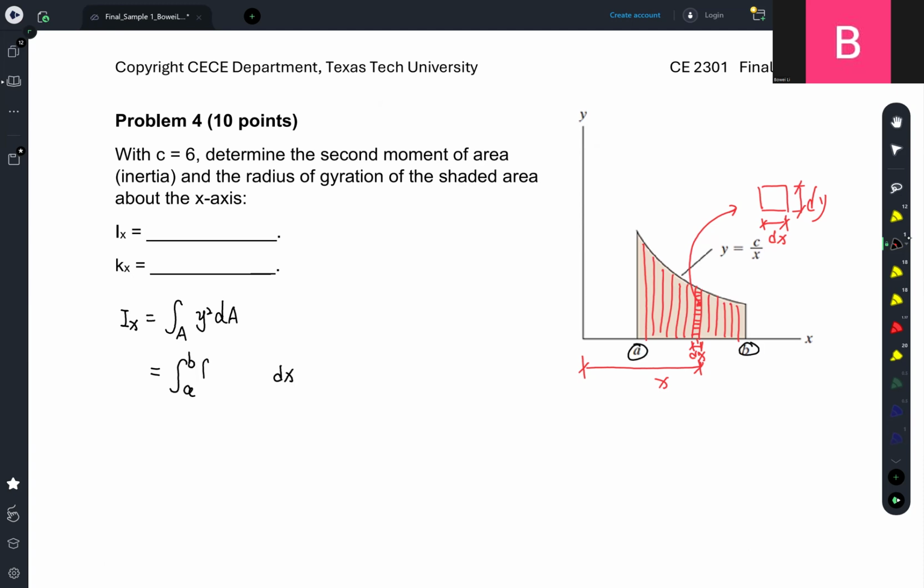Then we have the inner integration. For a specific slice of x, it is the integration from y equals 0 to the curve. The curve here is y equals c divided by x, and c equals 6. And we are integrating y squared.